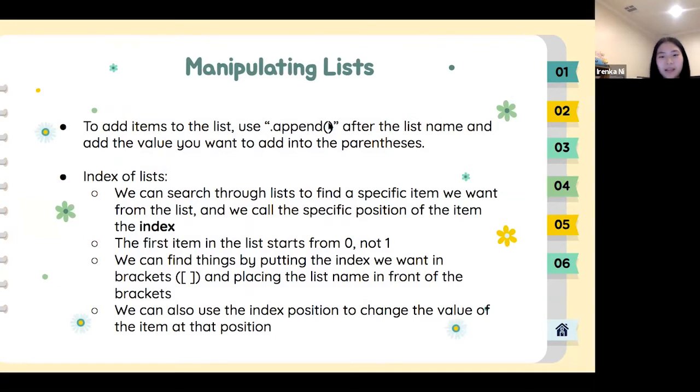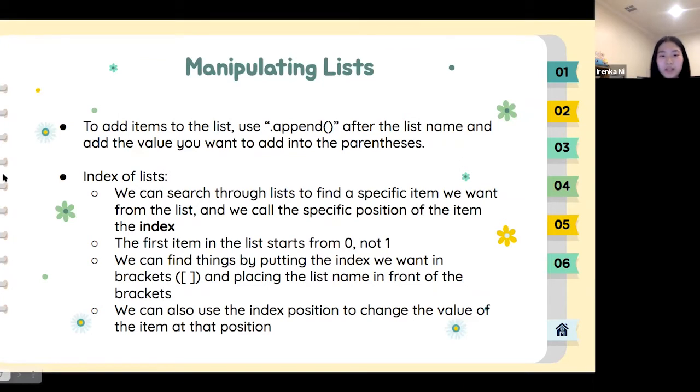We can also search through lists to find a specific item we want. For example, what's the third item in the list? In Python, it will find it for you. We call the specific position of the item the index. And in Python, the index doesn't start from 1, it starts from 0. So if you're looking for the third item in the list, it would actually be index 2, not 3. We find things by putting the list name in front of the brackets, and the index we want inside the brackets. We'll take a look at that in a little bit too.